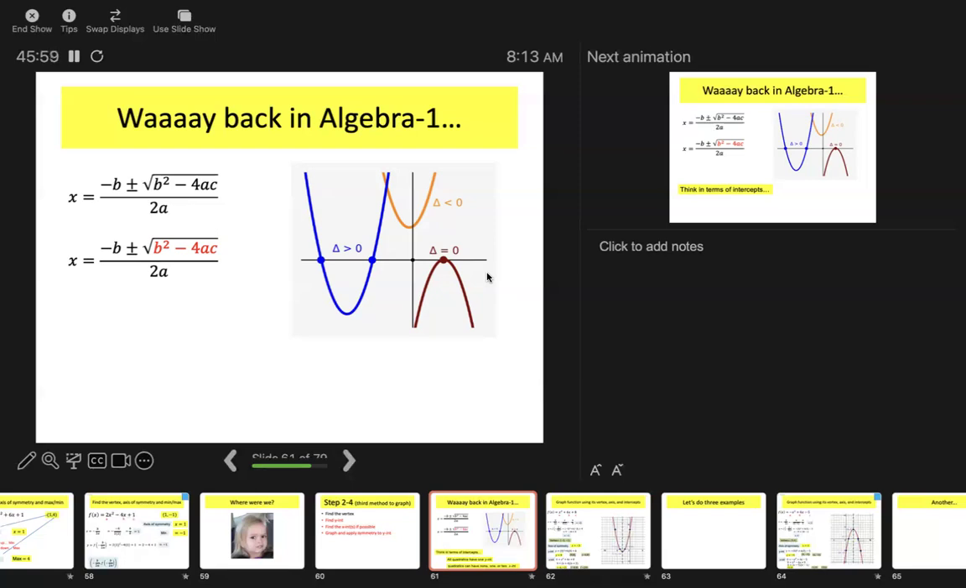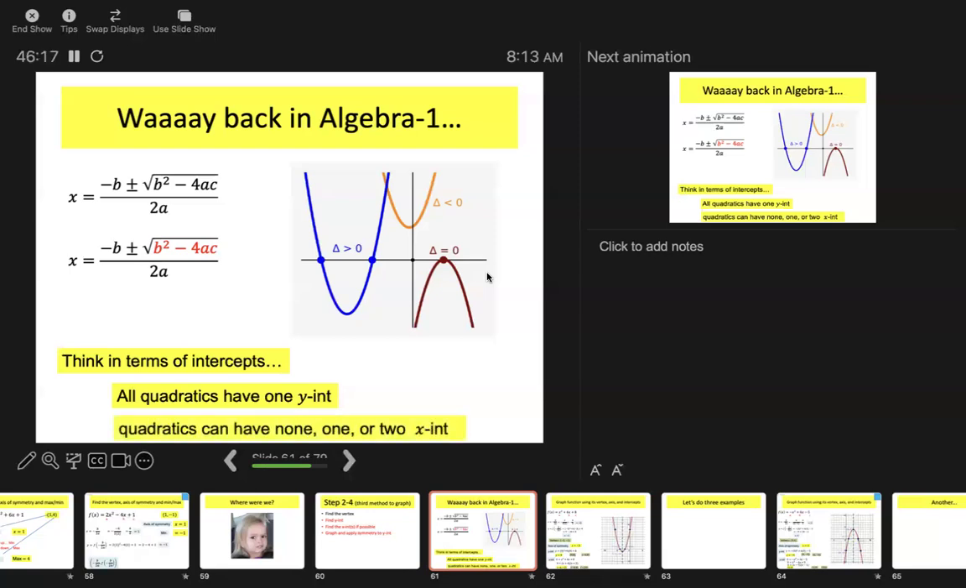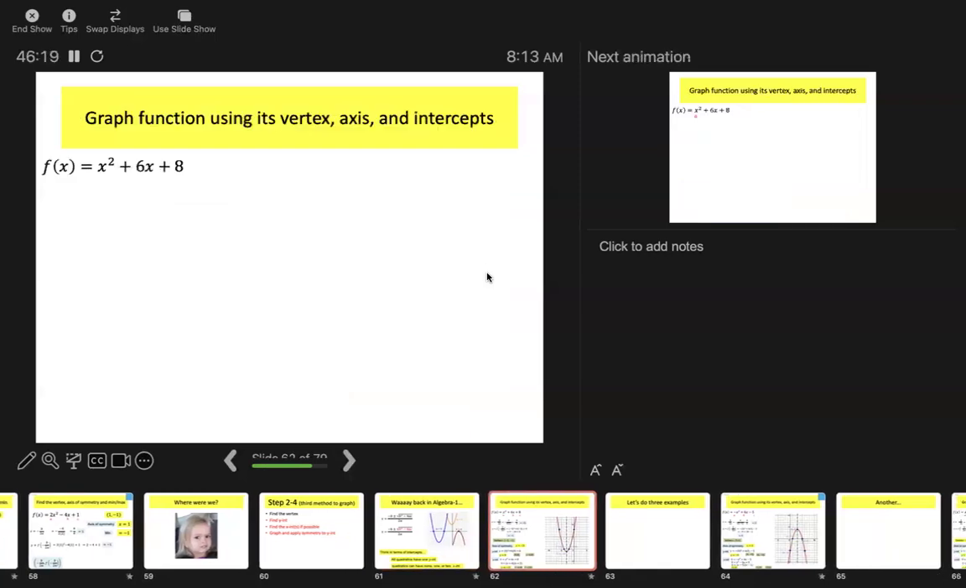If the discriminant is greater than 0, you get two solutions. If the discriminant is less than 0, you get no solution. If the discriminant is equal to 0, you get one solution. In terms of intercepts, all quadratics have to have one y-intercept, and there'll only be one. You're going to find a y-intercept. But for x-intercepts, 0, 1, or 2, right? Okay, so let's use all that.